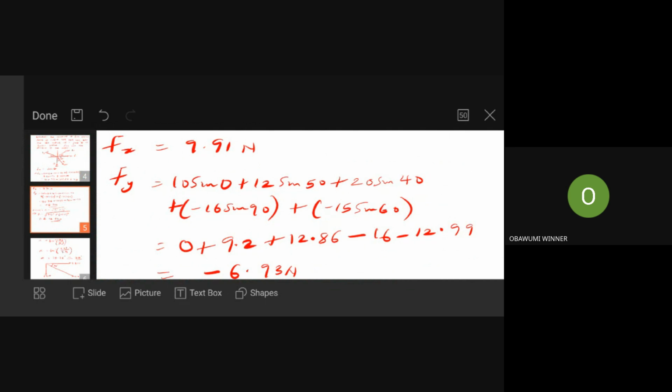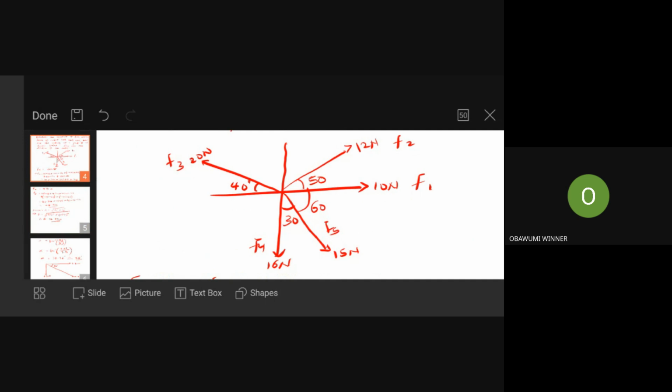Then for the vertical component, we repeated the same process. We did 10 sine 0 for this force here, for the F1, 10 sine 0. Remember, the idea is that for your vertical component, the formula is f of y equals f sine theta. That's it. Once you are looking for the vertical component, this is the formula to use in solving it.